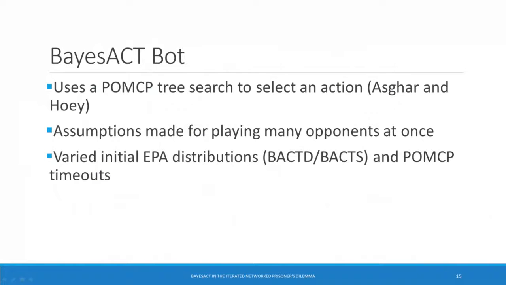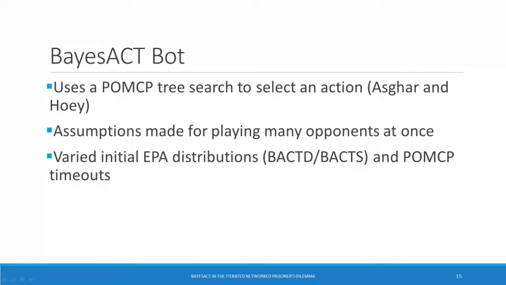So let's look at the bots that will be playing this game. The first is BayesACT, and it uses the Monte Carlo tree search method that Professor Hoey mentioned earlier. You can read the details in Asgar and Hoey. I don't really have time to go into them here. But there are a couple of assumptions that need to be made because this bot was designed for playing against one other opponent. The first is that when you're playing against many opponents, you need to keep some distribution for their identity. And in this case, what we've done is kept a distribution for a sort of amalgamated general opponent, one entity.